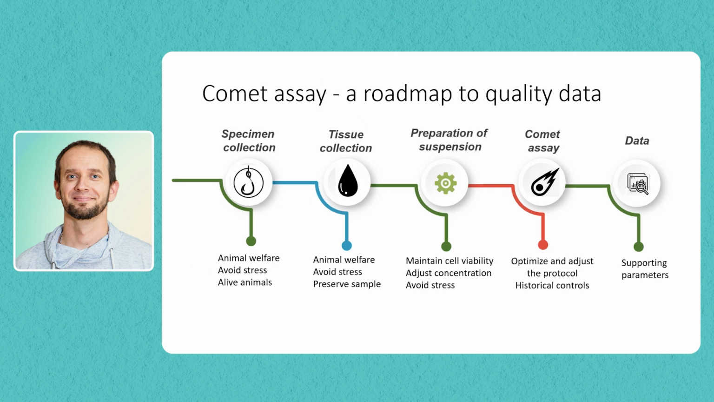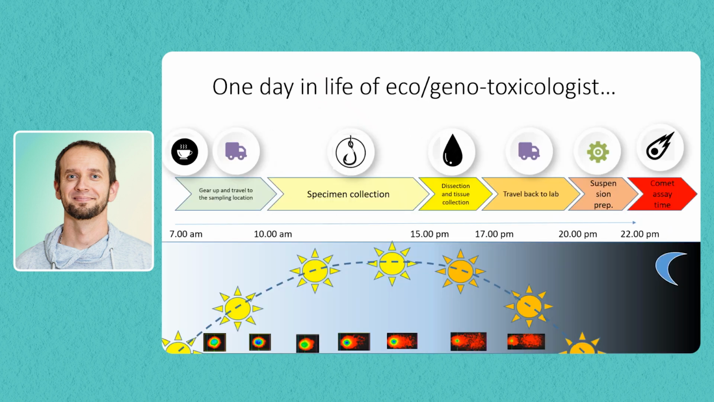For Comet Assay, you have to optimize your protocol, and you have to keep in mind historical controls so you can be sure that you're running it well. And at the end, mind the data and supporting parameters. DNA damage detected by Comet Assay is a biomarker which needs additional proof in terms of supporting parameters, so that you can be sure that you are actually detecting the effect in the environment.